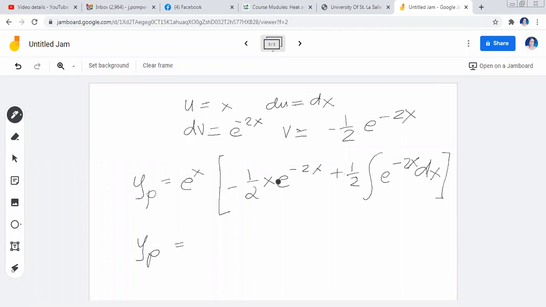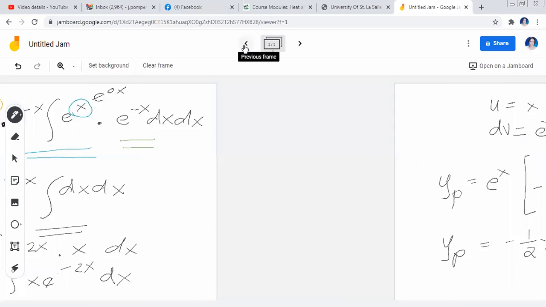So your yp is equal to, now you need to multiply this, you distribute it to the two terms. So what will be left of this one is negative 1/2 x e raised to minus x. And this one, if integrated, is actually negative 1/2. So this becomes negative 1/4 e raised to, now this is minus 2x multiplied to x, so that would be minus x. So this is your particular solution. Your particular solution for the given differential equation.